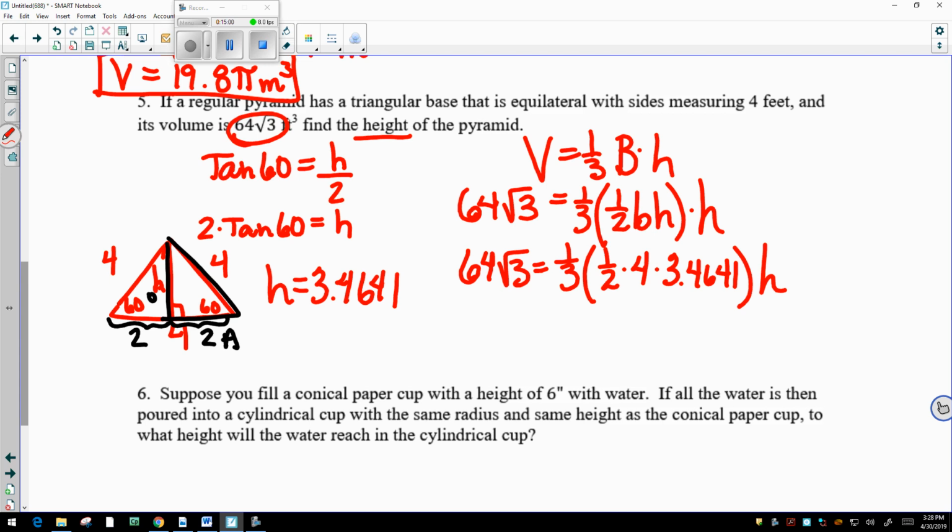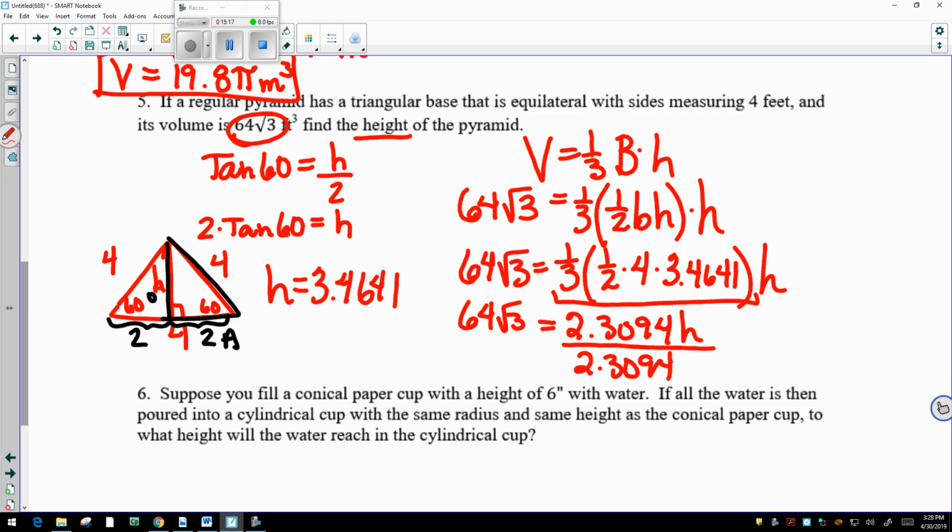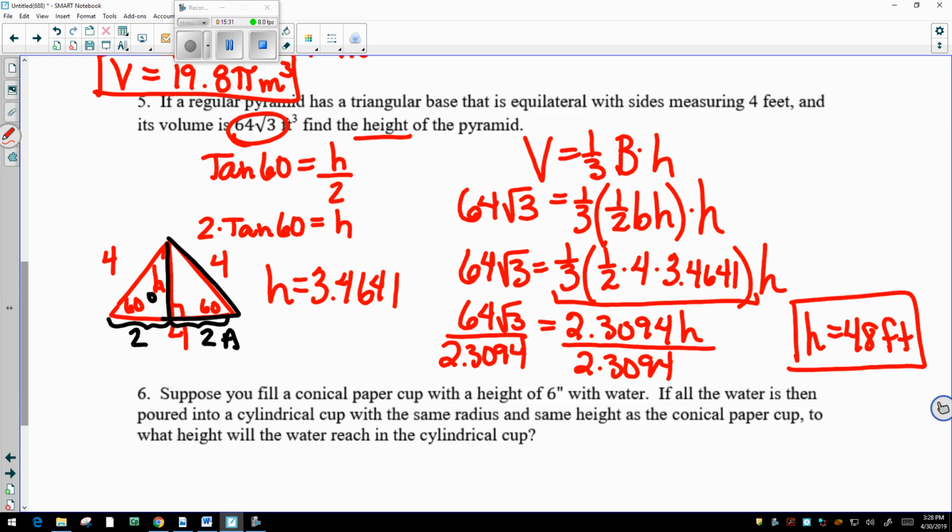Okay, so at this point, I can enter all of this into my calculator and get a value. And when we do, I'm going to get something around 2.3094, trying to find that height. So if I divide through by that, 2.3094 on each side, what we're going to get is our height. And our height is about 48. And now just be careful here. If we're finding a height, a linear measurement, it's just going to have a label of feet, 48 feet.